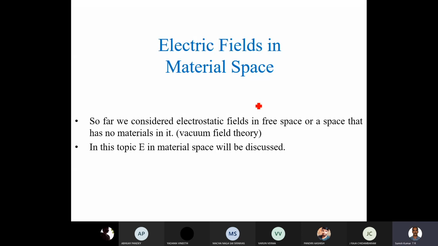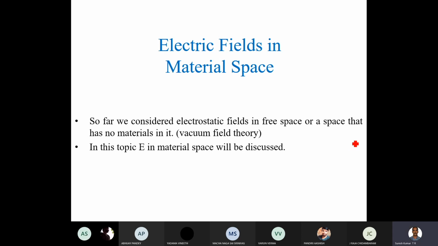As per syllabus, we are in the third module. Last class, we started the topic about the electric field in material space. It's a more practical topic, and even today we are going to discuss a lot of discrete topics which are related to the material.